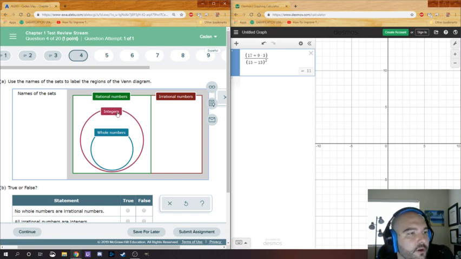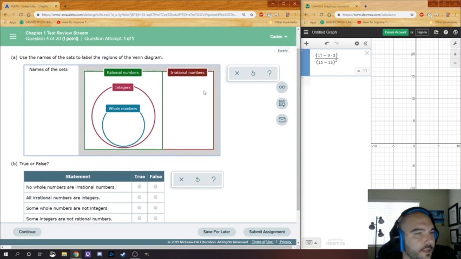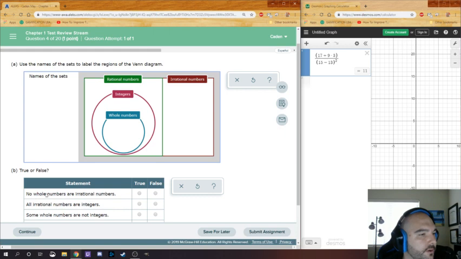Rational numbers could be integers, and integers could be whole numbers, and whole numbers could be natural numbers. This problem just opted not to put that, which is totally fine. And then irrational needs to be off on its own. Alright, then it says true or false. No whole numbers are irrational numbers. That is true. If you are in the whole number circle, you can't be in the irrational numbers box.